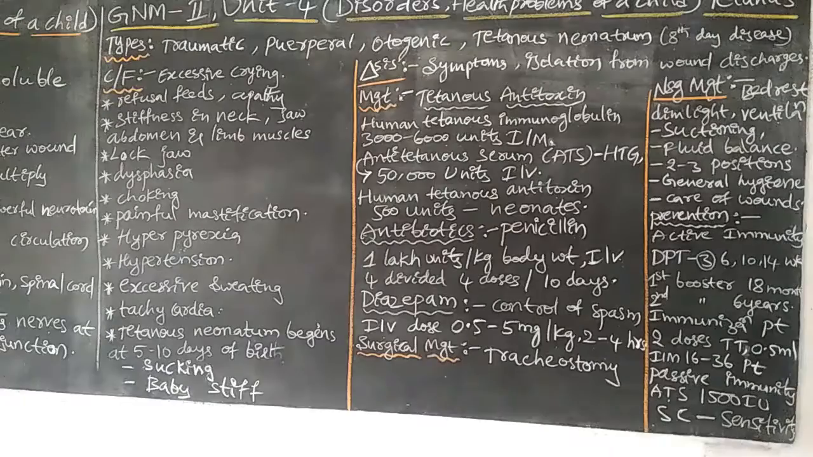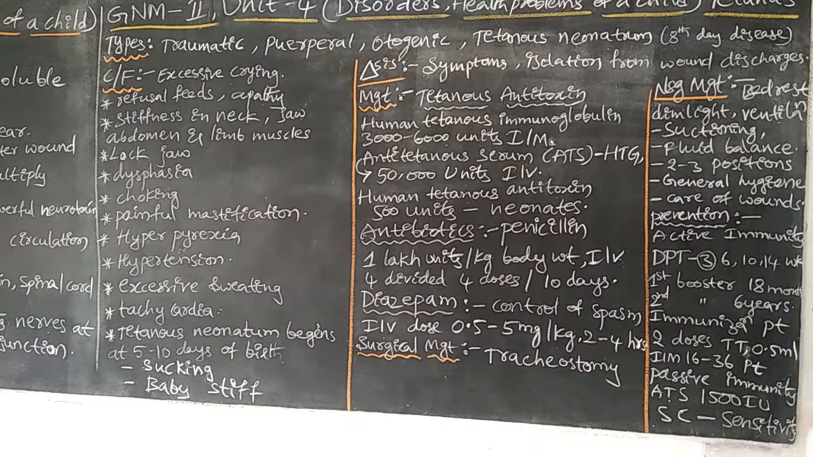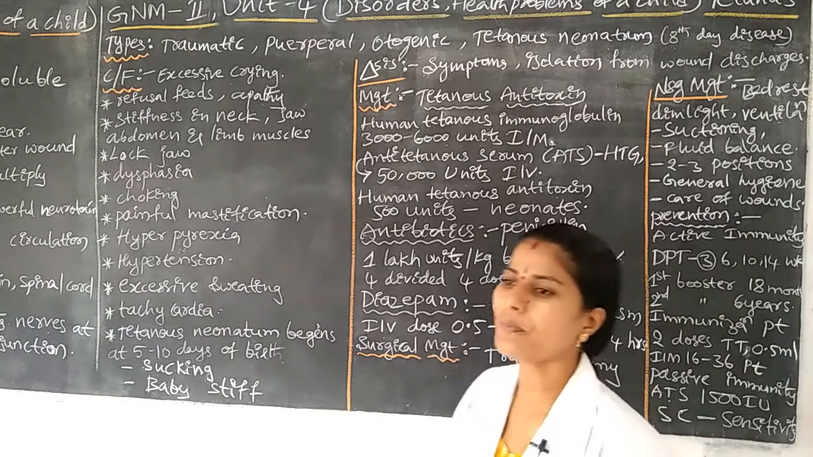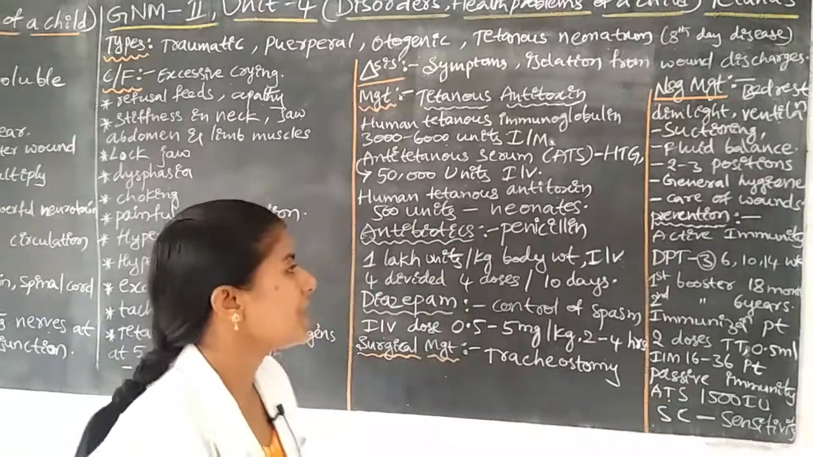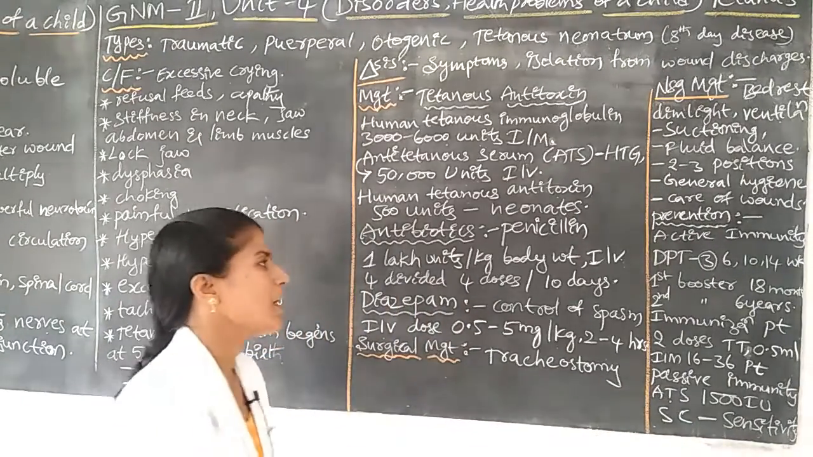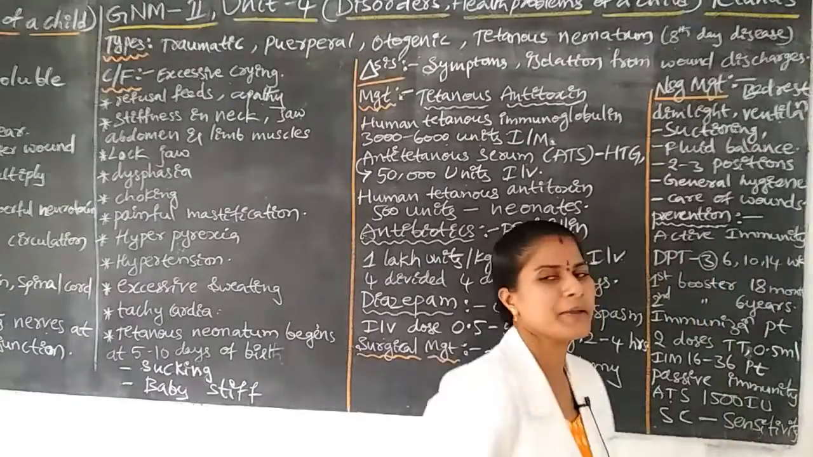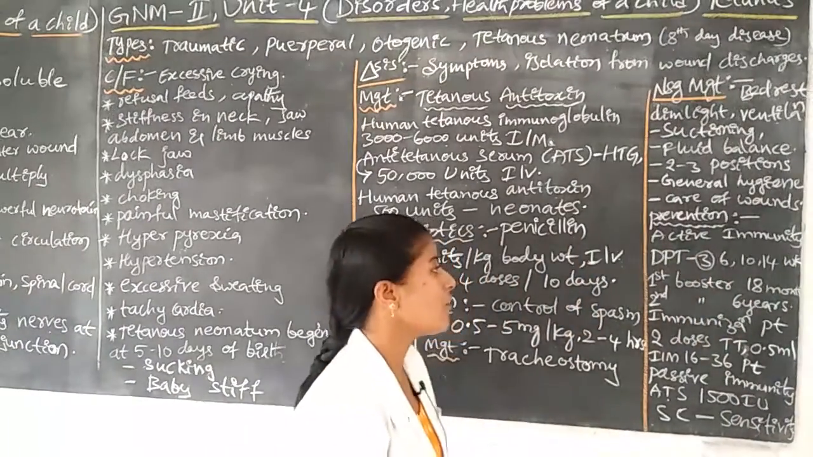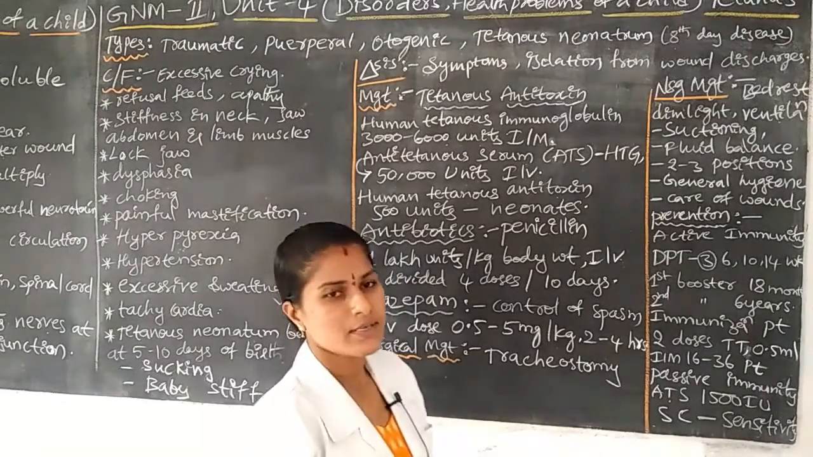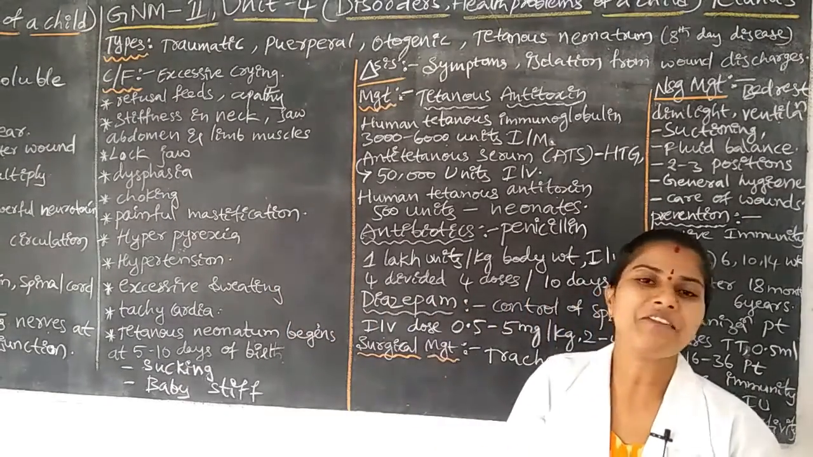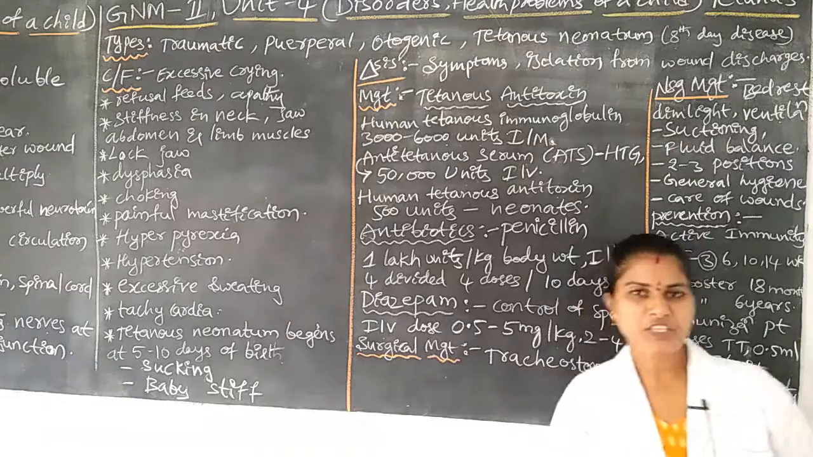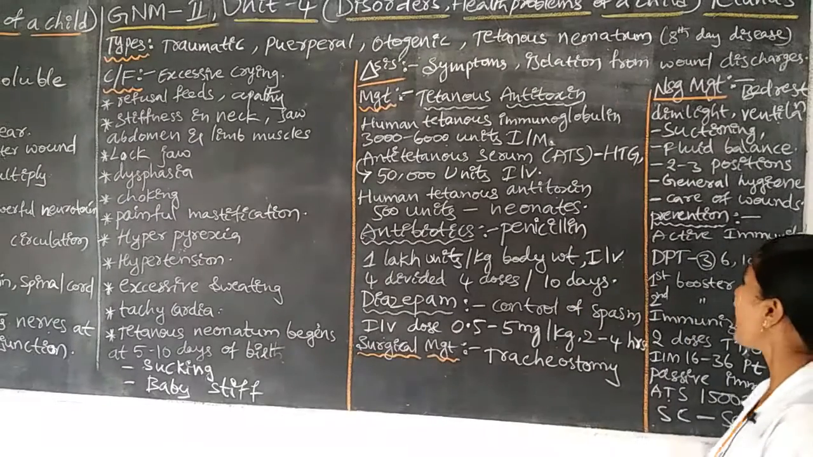Next one is the prevention. Next we are going to discuss prevention. What is the prevention? How we have to prevent means by providing or by administration of active immunity to the children. Active immunity is nothing but vaccines. By administration of vaccines. What are the vaccines?